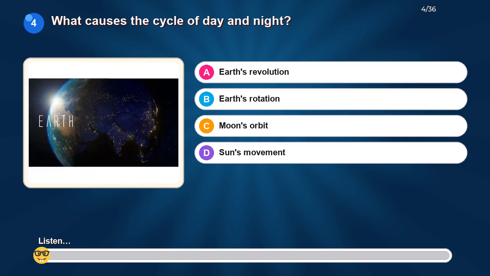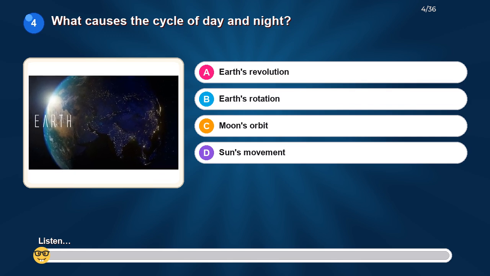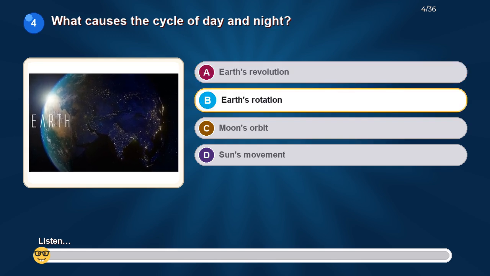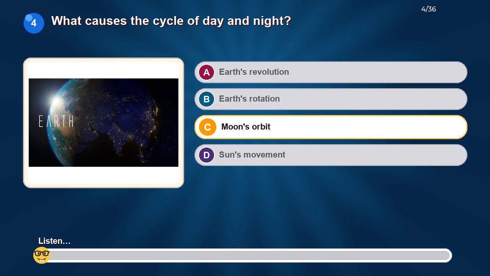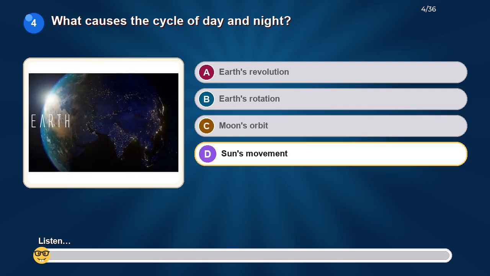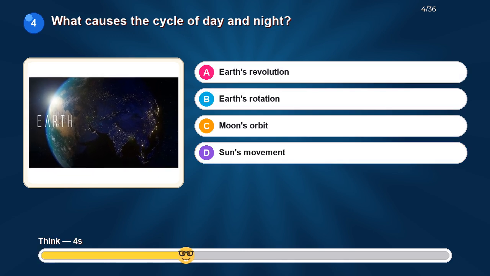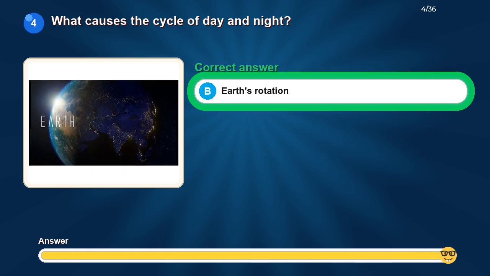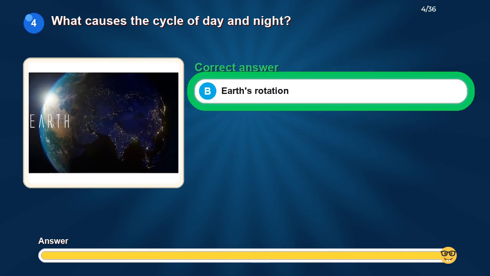What causes the cycle of day and night? Option A. Earth's revolution. Option B. Earth's rotation. Option C. Moon's orbit. Option D. Sun's movement. The correct answer is Earth's rotation.